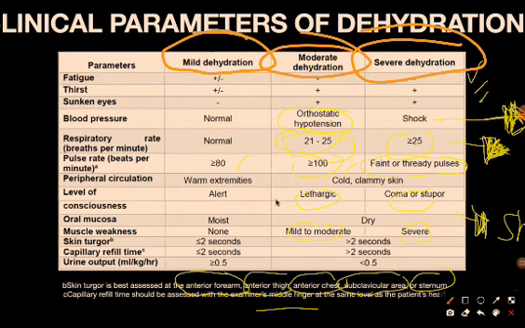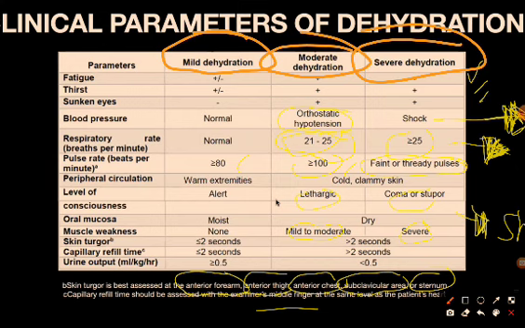For mild dehydration, there might be fatigue, thirst, but it's only optional. The blood pressure is normal, the RR is normal, pulse rate is normal, peripheral circulation is warm, which is normal, level of consciousness is alert, which is normal, and moist oral mucosa, then normal skin turgor, there is no muscle weakness, capillary refill time is normal, and the urine output is also normal, which is equivalent to or more than 0.5 ml per kilogram per hour.